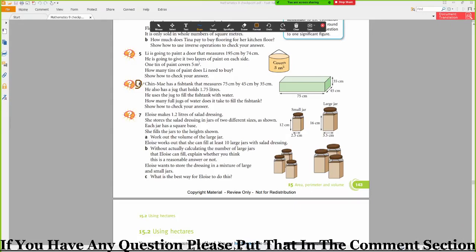There are 3 values, so that means it's centimeter cube. Yes, because you only have one relation between centimeter cube and liter, and that is 1 centimeter cube is equal to 1 milliliter. 1 liter, sorry. First, I need to multiply all of them. 75, 45, and 35. 118,125. Okay.